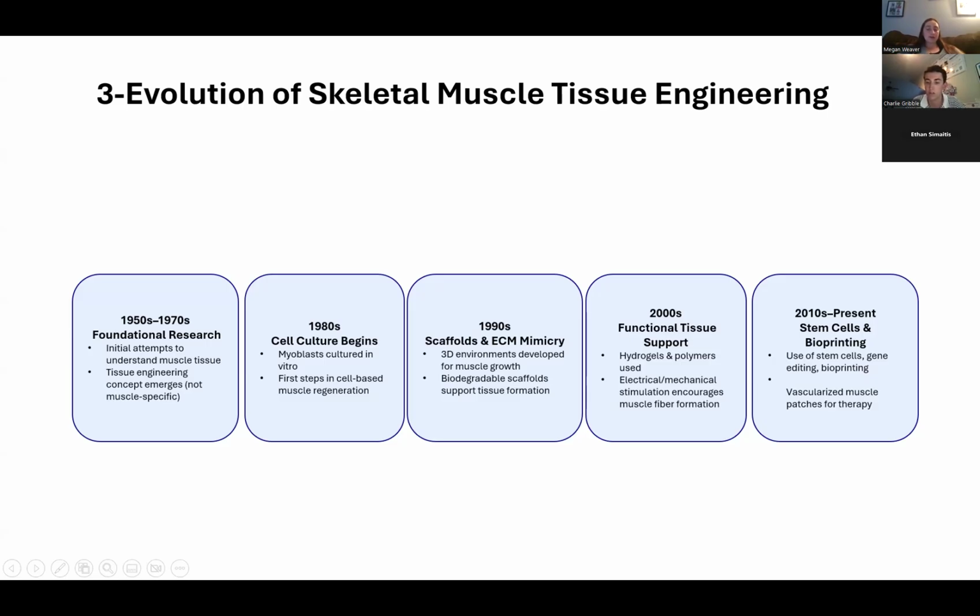Today's efforts are centered on engineering fully functioning vascularized muscle tissue that can be implanted into the body to treat a variety of conditions, such as muscular dystrophy, traumatic injuries, and muscle wasting disease. The goal is to create muscle tissues that not only look like the real thing, but behave like it too, contracting, integrating, and responding like a muscle.